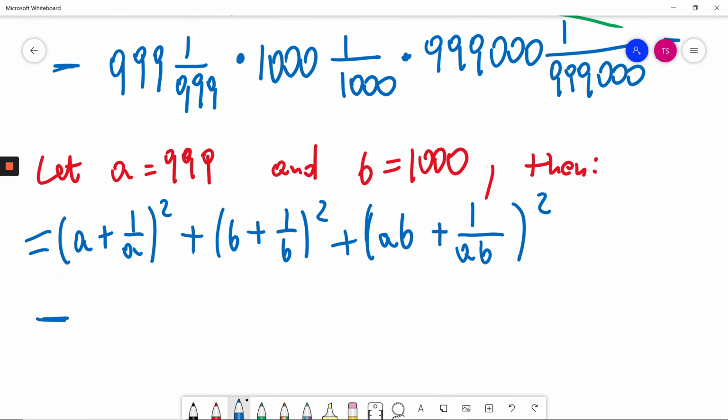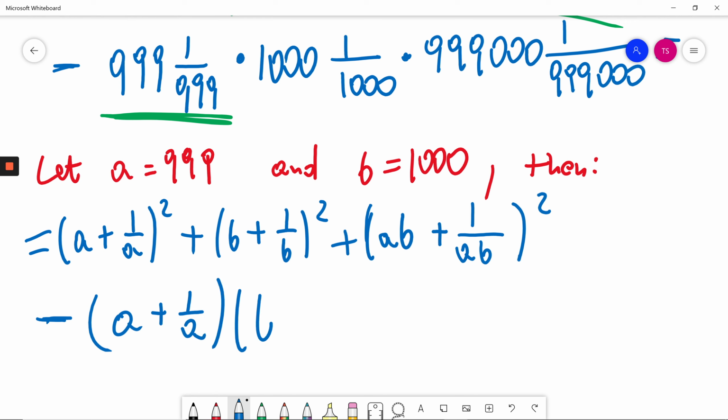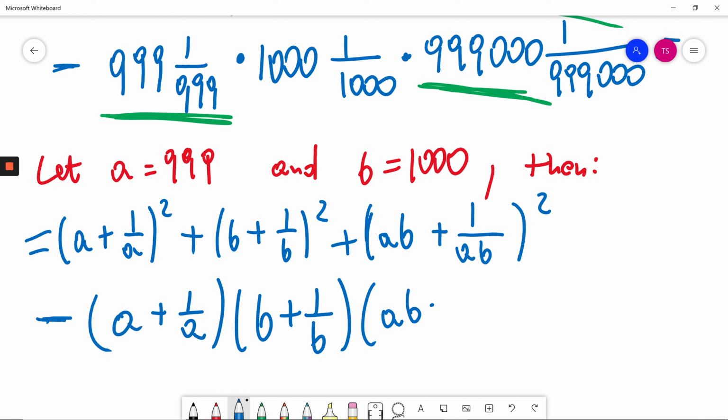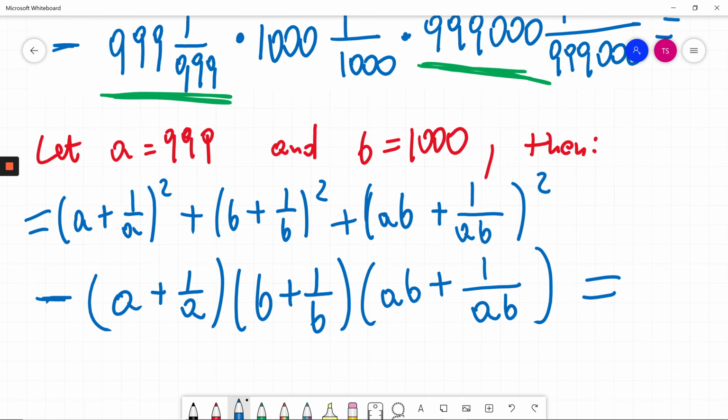Then minus that term will be just a plus 1 divided by a. The next term will be b plus 1 divided by b, and the last term similarly will be 999,000. This part will be a times b plus 1 divided by a times b. So this will be equal.